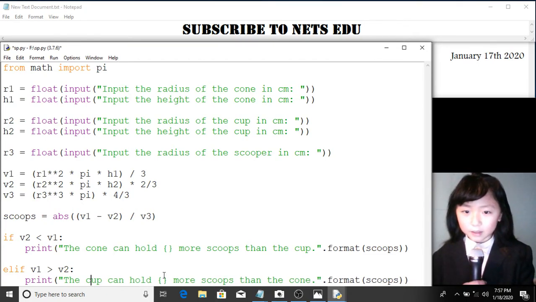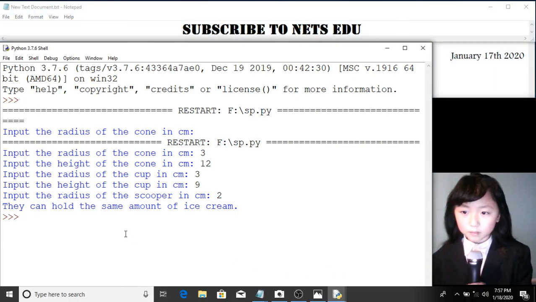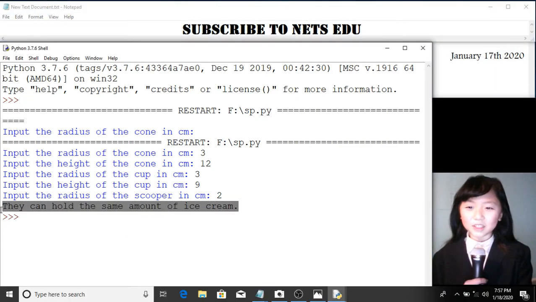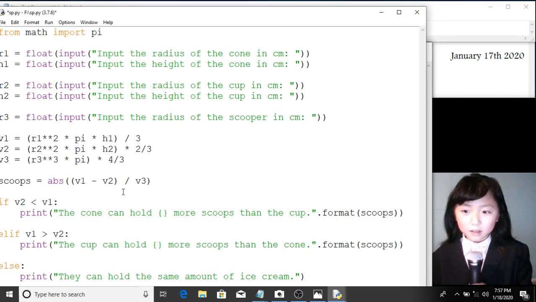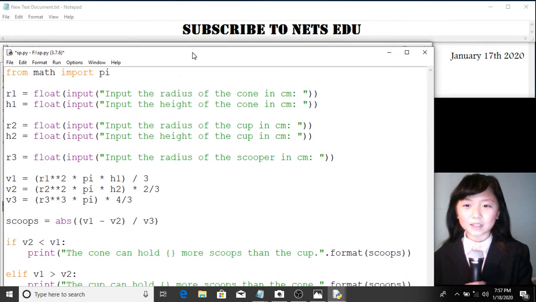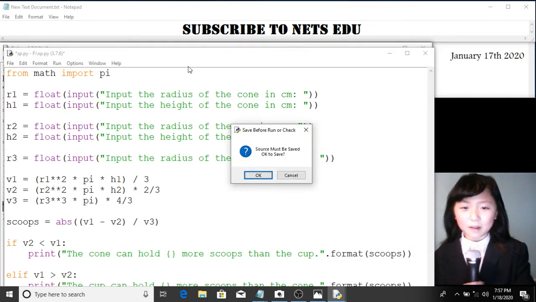Let me have a look. Oh, they can hold the same amount of ice cream. It's right here. There. So else, if V1 and V2 are the same, we print they can hold the same amount of ice cream. I didn't realize that. It's a bit of a coincidence. Let me run this one more time.